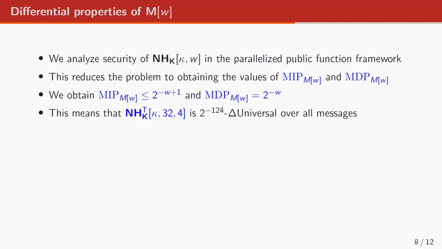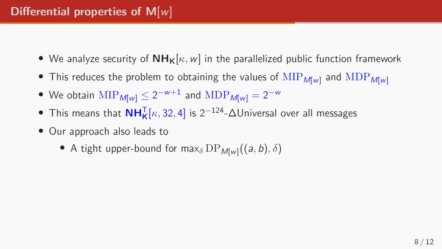This means that based on this framework, we can actually prove that NHT with W=32 and T=4 would simply be 2 to the power minus W plus 1 times 4. So that's 2 to the power minus 124 delta universal. And this universality bound actually holds over all possible messages. So without defining any mode on top of it, NHT is a 2 to the power minus 124 delta universal hash function.